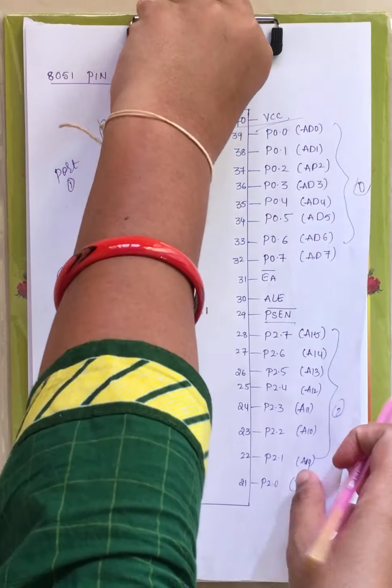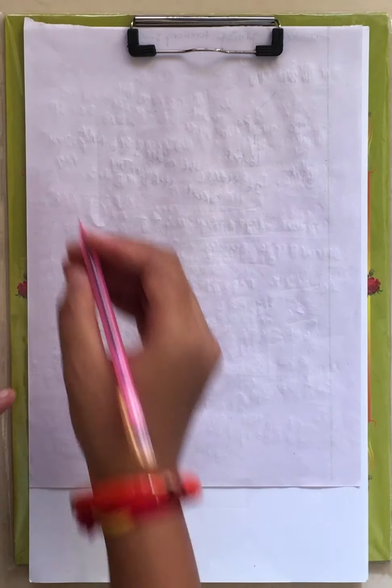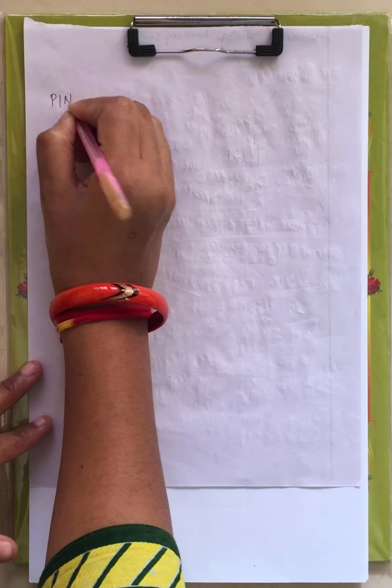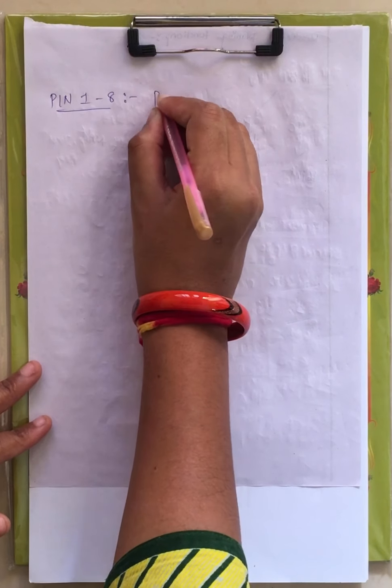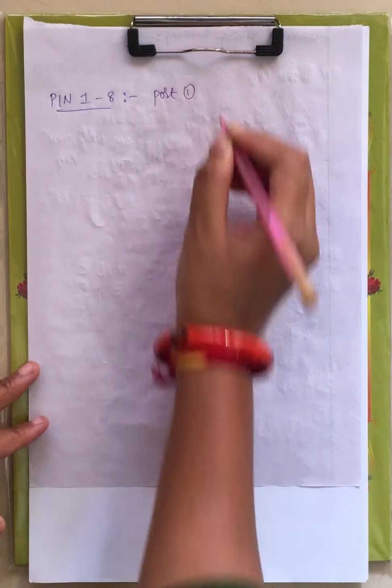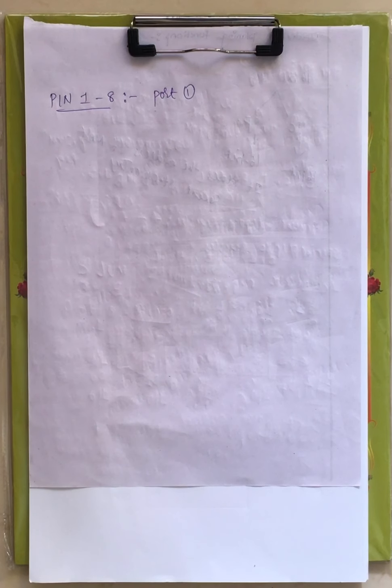Now let us see the pin operation one by one. What is pin number 1? Let us see pins 1 to 8. These are allotted to which port? Port 1, right? Pin number 1 to 8 are allotted to port 1.